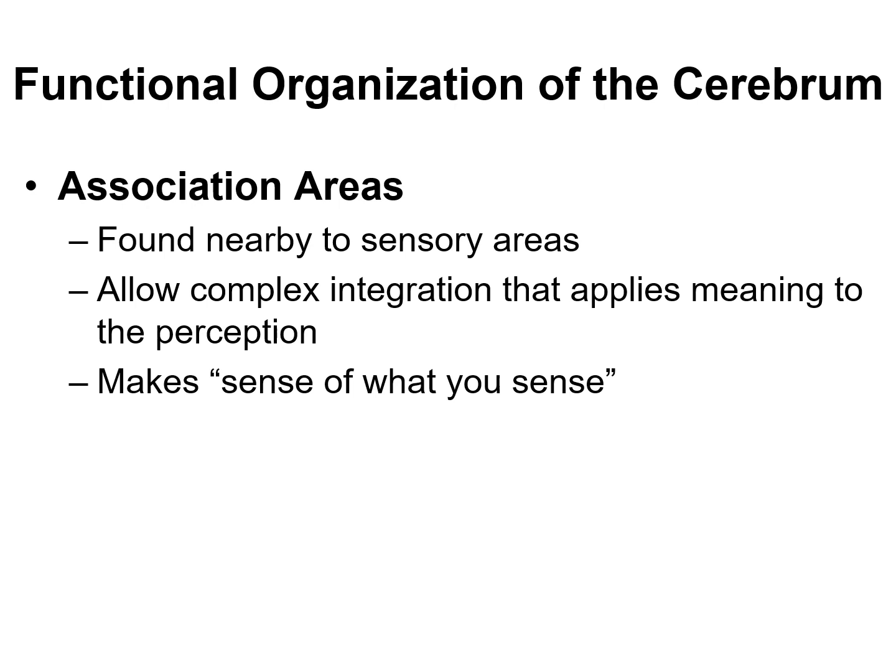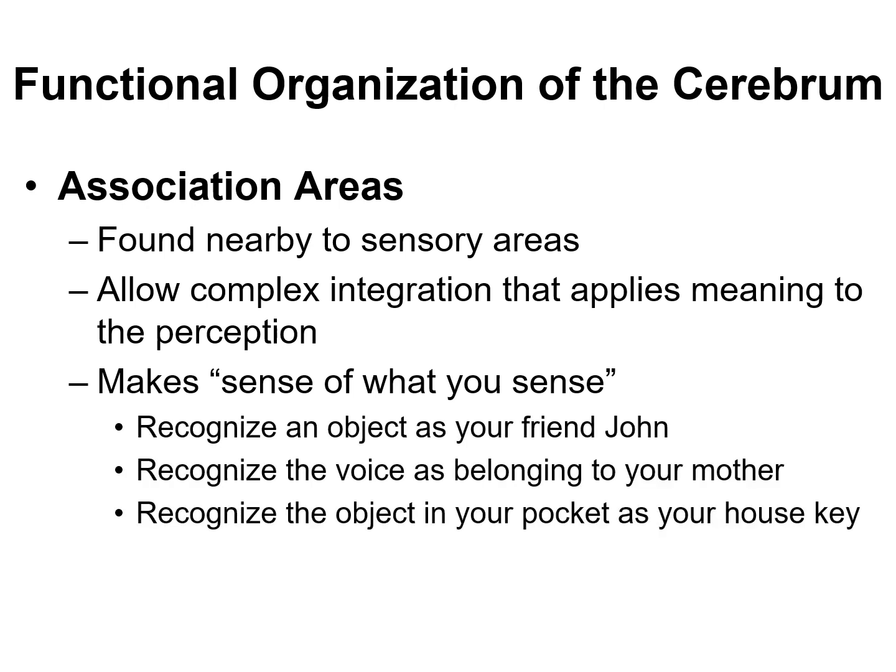The association areas are found close to the sensory areas, and they allow you to make sense of what you sense. In other words, they apply meaning to what has been perceived. You can see an object, that's one thing, but your ability to recognize that object as a bird or your friend John is another. That's what the association areas allow you to do.